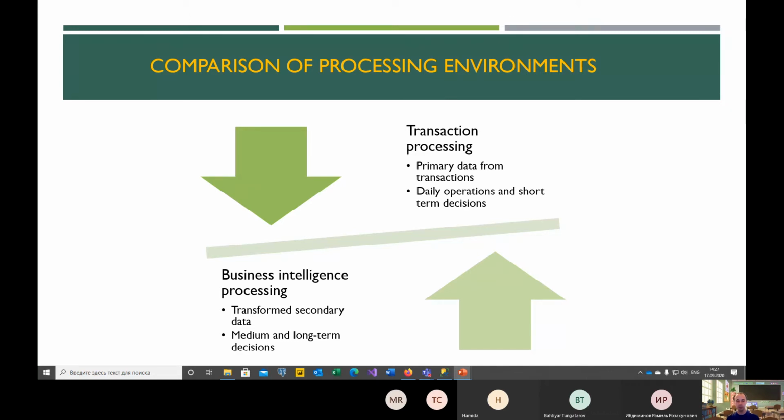And also the business intelligence processing, where we transform the data into a summarized representation, so we can build summarized reports about what's happening in our business sphere.